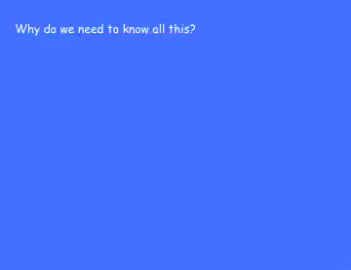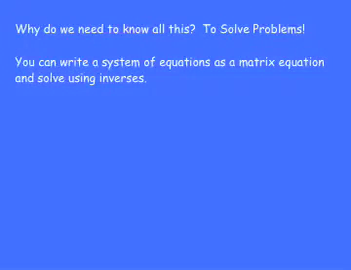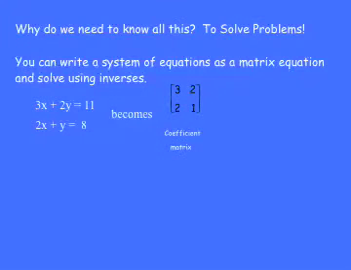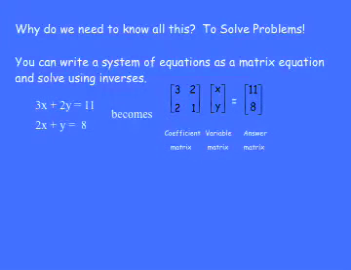So why do we need to know all of this? Well, to solve problems. So first let's consider a system of equations. And this is a 2-by-2 system, and we're going to write it or rewrite it as a matrix equation. And we're going to solve using inverses. So notice here that we'll rewrite the system as a matrix equation with a coefficient matrix times a variable matrix equal to an answer or solution or constant matrix.